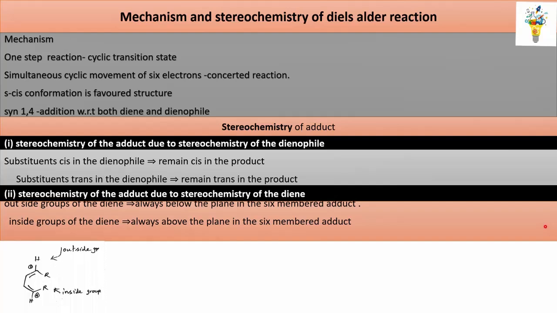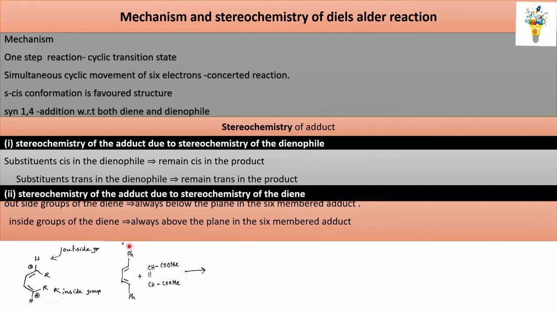See what is the outside group and what is the inside group. So this is a typical diene. It is the outside group. The hydrogen is the outside group and R is the inside group. Okay. So this is outside and this is inside. Outside groups in the adduct are always below the plane, and inside groups are always above the plane.